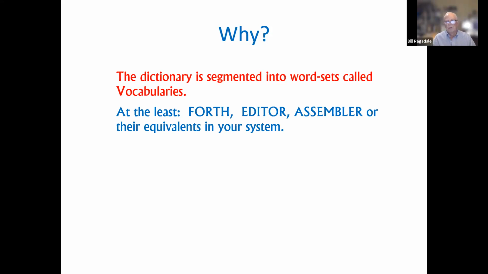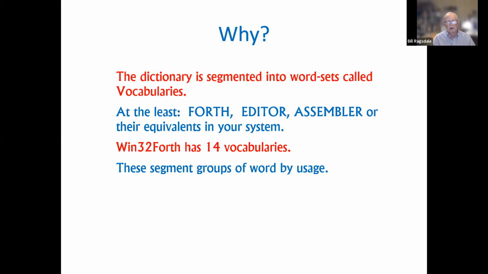The usual minimum number of vocabularies in a Forth system would be the word FORTH itself, and then an editor, some way to display and enter text and edit, and generally an assembler so you can do programming in machine code. There could be some additional words such as file system or usage of mass memory. As I said, Win32Forth has 14 vocabularies. These segment the words by their use. So of course, when you're editing, you're only going to be looking at and utilizing the words that are in the editor. Same with the assembler and so on.